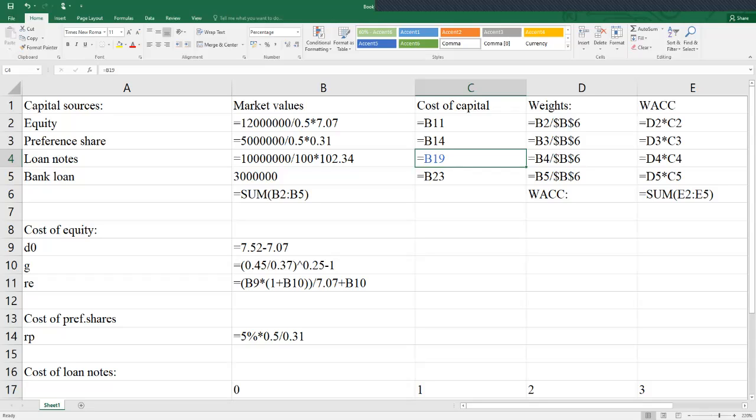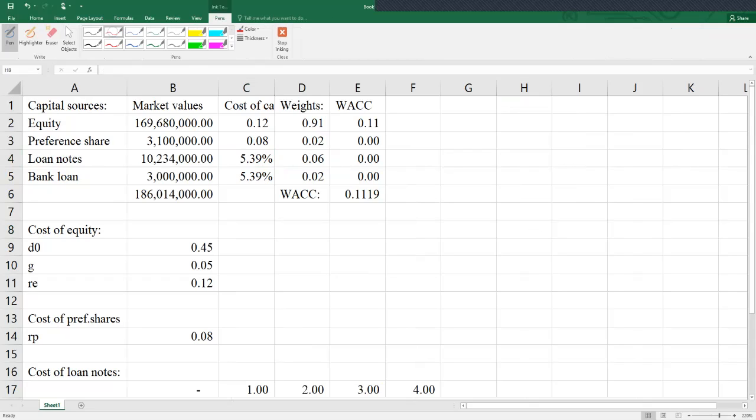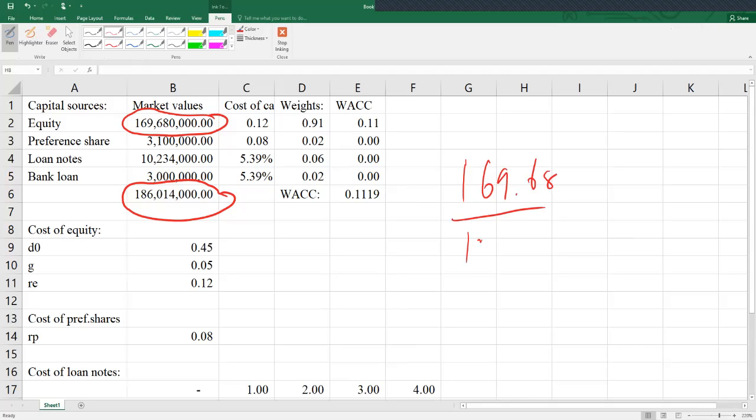Could you explain a little bit on the weights, the values that you used? Okay, the values I used. Now here, to get the weight, the weight of equity, for instance, will be 169.68 million divided by the total market value, isn't it? Which is 186.014. Yes. Which gives 91%.